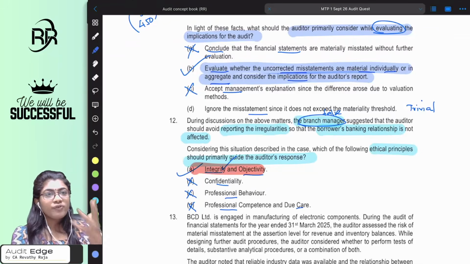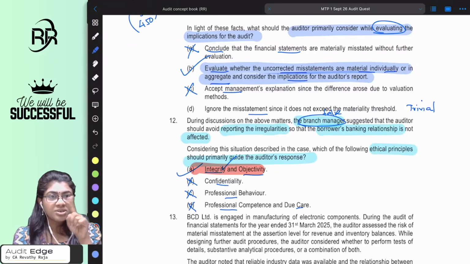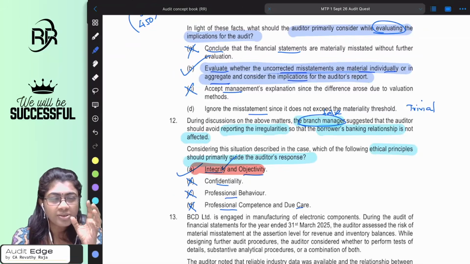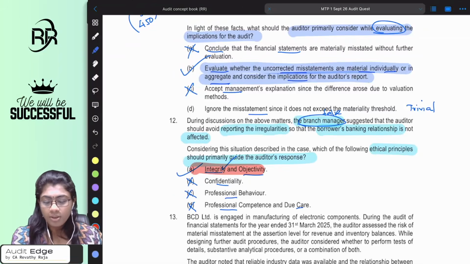See, there is no question of lack of competence. You are giving a false report. False report means integrity. You are compromising on your objectivity, meaning you are giving a false report by being biased. So the answer is A.